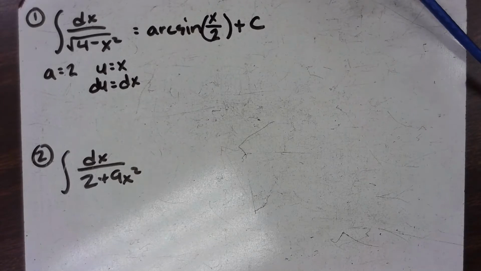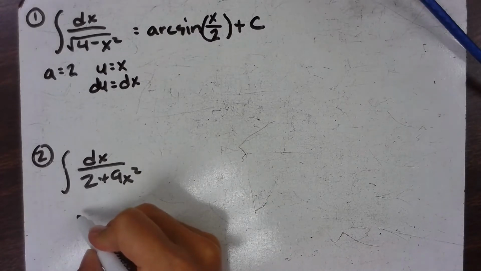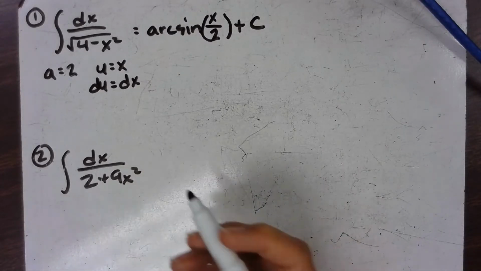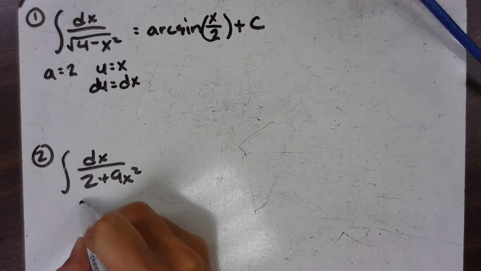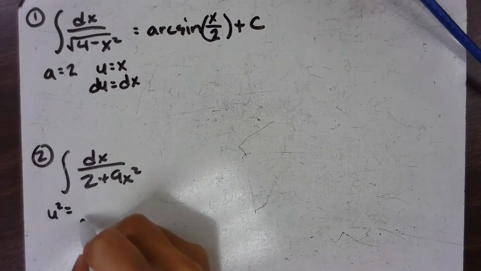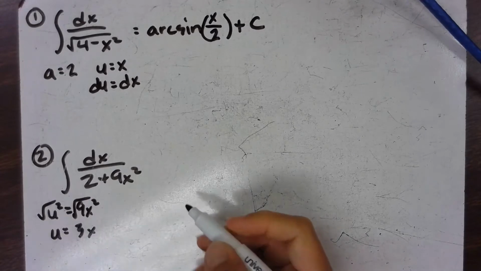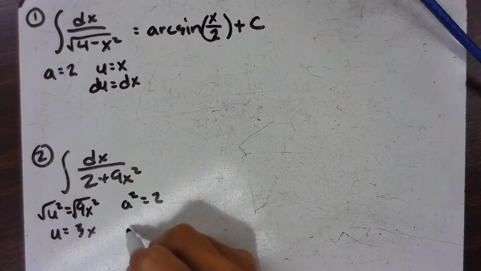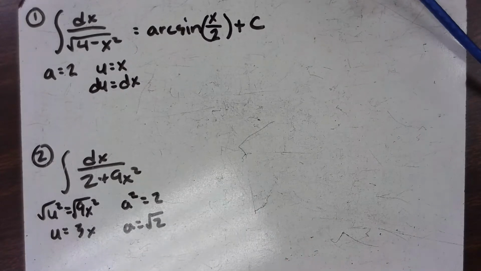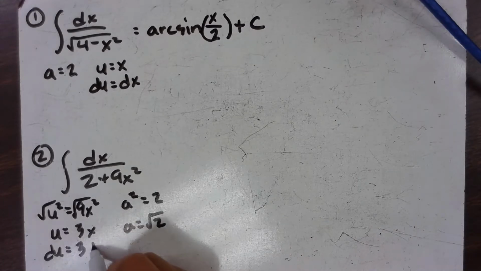Now let's look at this next one. This next one is tangent. It doesn't have any square roots in it, so it's not secant or sine. Remember that this is a squared plus u squared. Here u squared would be 9x squared. Take the square root, so u is actually 3x. Here a squared equals 2, so a actually equals the square root of 2. Keep that in mind. When I take the derivative, du equals 3 dx.